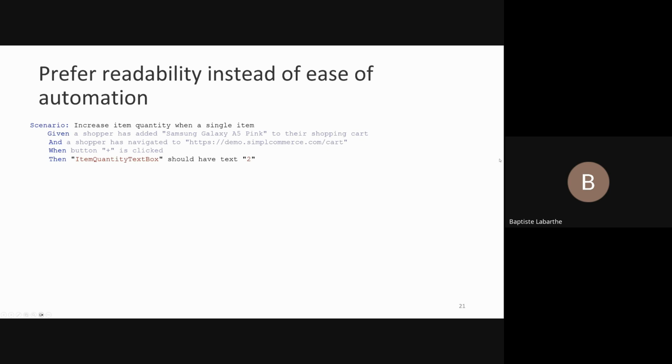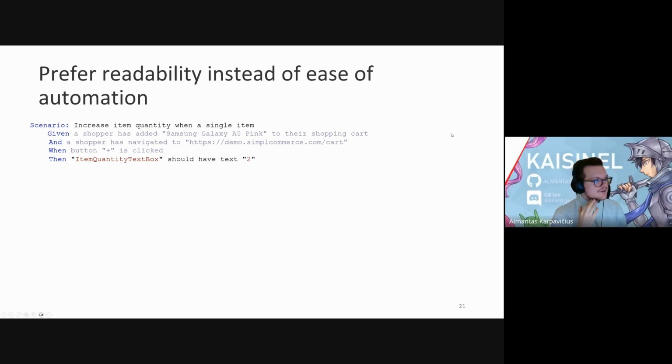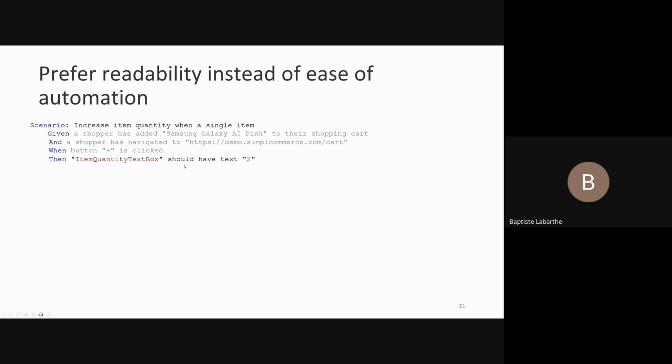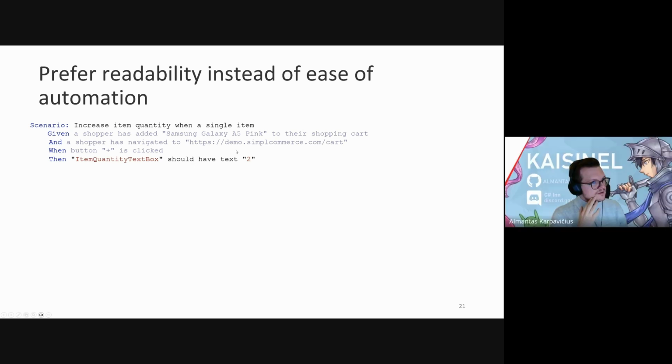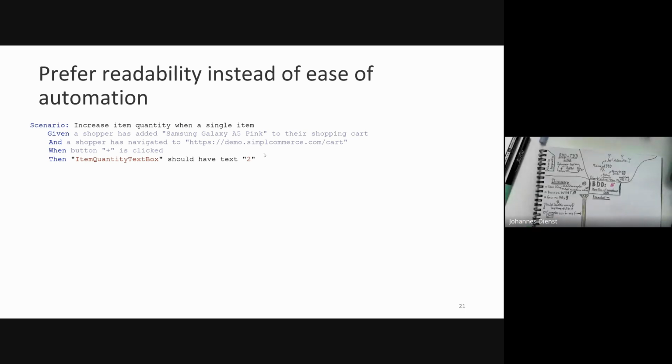We need the URL. Sorry, what? We didn't need the URL. Yes. What else? I think the test will not age well with the Samsung Galaxy A5.